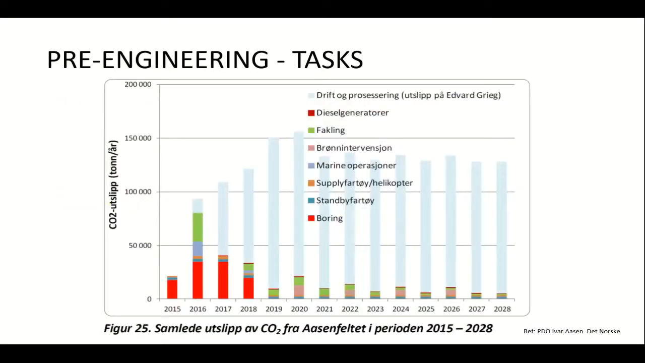Other tasks that are done, for example, here is the CO2 emissions in tons per year, and how they are going to be split during the construction and the operation phase. You see, initially most of them are going to be located in the drilling. Then you have some vessels: supply vessel, standby vessel, helicopter. This is flaring.